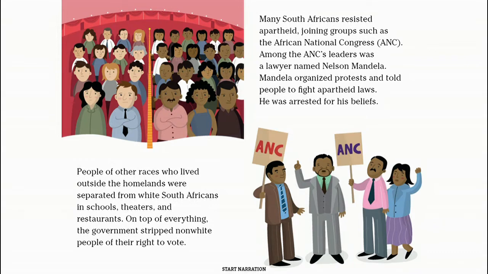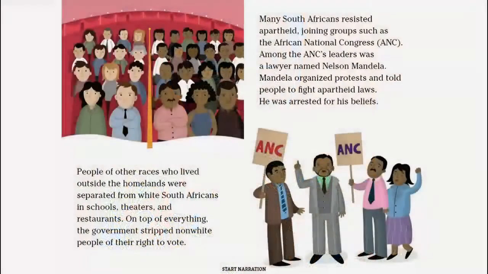They joined groups like the African National Congress, the ANC. They joined the ANC group, and they got a really good lawyer named Nelson Mandela. Nelson Mandela, he had protests, and he told people to fight apartheid laws. He said, we cannot stand for things that aren't fair. I'm not better than you, and you are not better than me because of the color of your skin. Everyone deserves the right to vote. You deserve the right to sit where you want, in a theater, or to go to school.